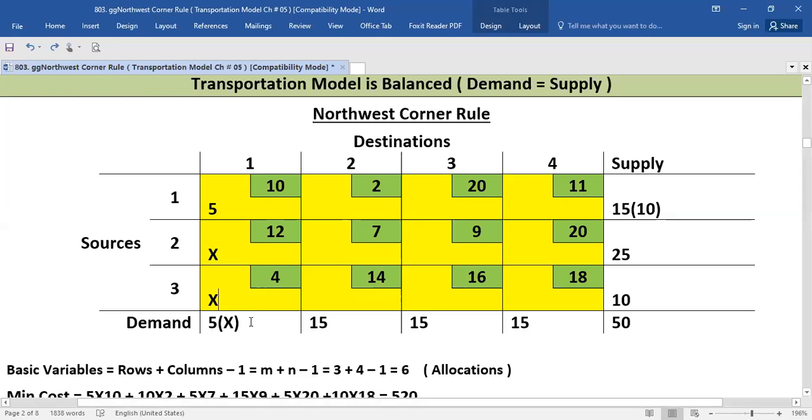Dear students, here I have made 3 points. First, you will make the allocation. Allocation is made. Which one is minimum? This 5 is minimum. After making the allocation, you will check the difference. You will subtract this 5 from this supply. Now this supply reduces to 10, and you will put this 10 in front of 15 in the bracket, and this bracket shows that you have 10 supply left.